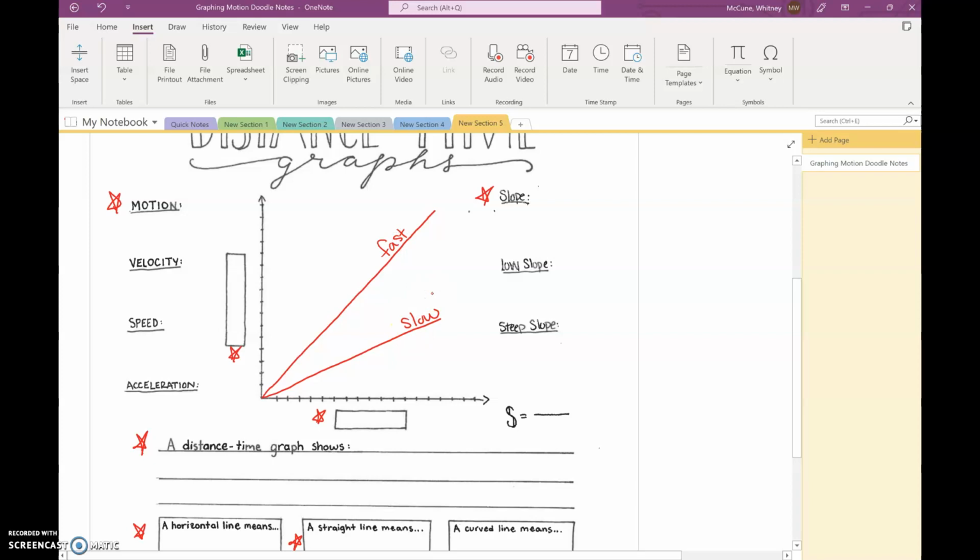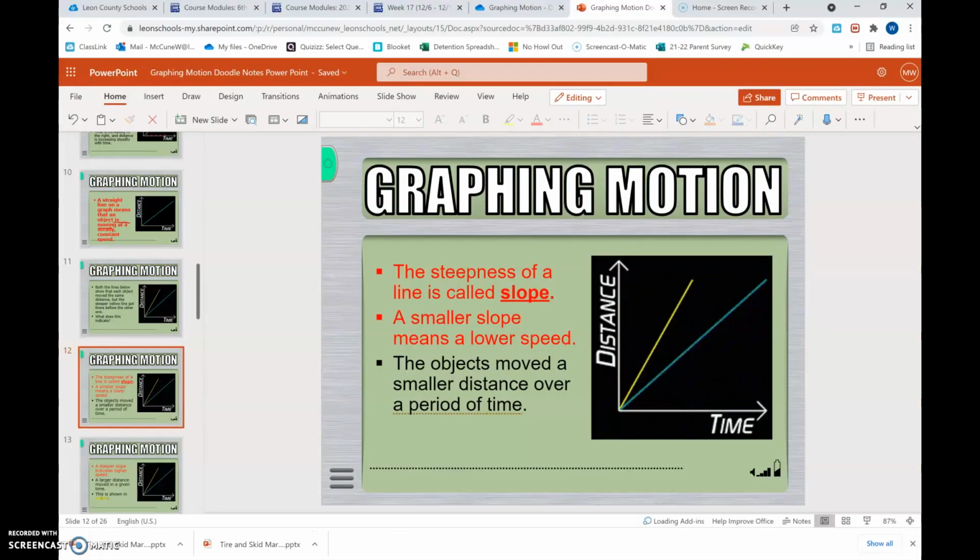So please go ahead and draw and label these two lines on your doodle notes. All right, so the faster one is the steeper, and what that means is it covered more distance in less time. If you're looking here, both of them traveled the same distance. They reached the same point on our y-axis, but it actually took the object that made the yellow line less time in order to do that, which is how we know that it moved faster.